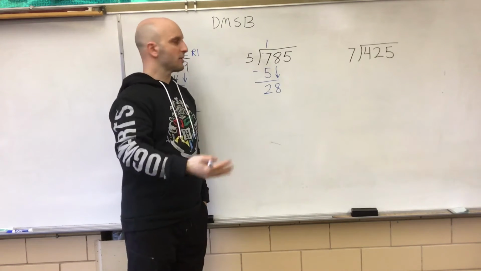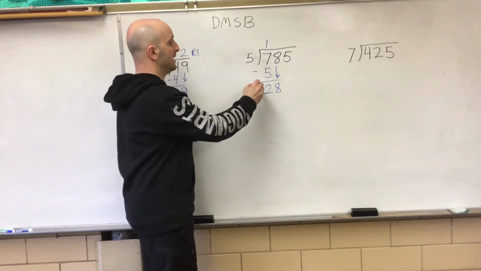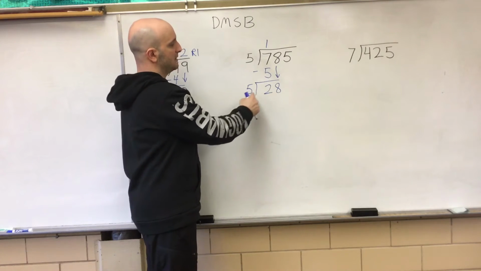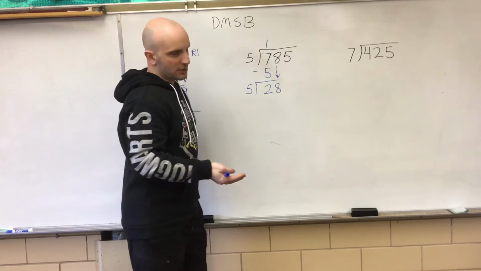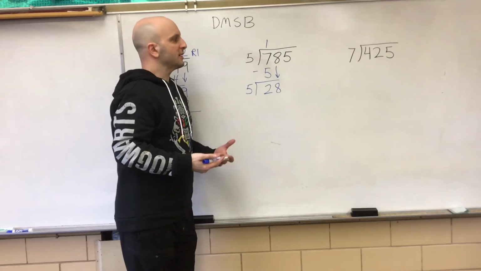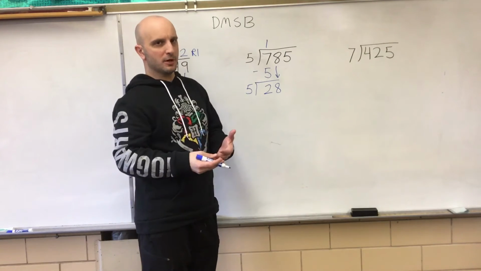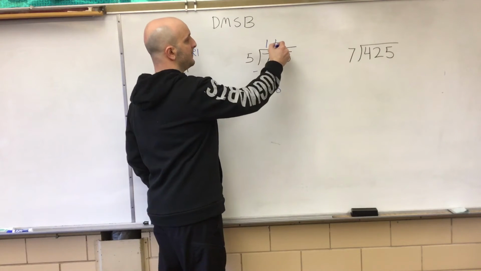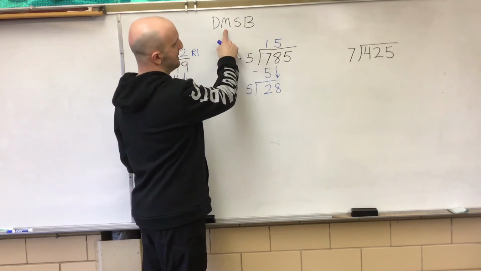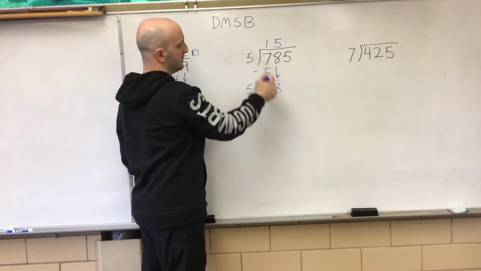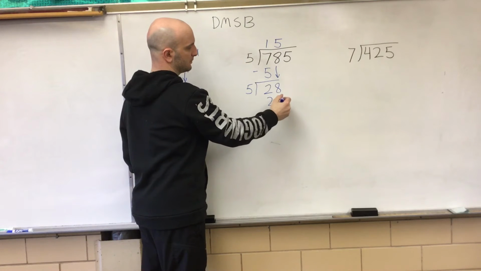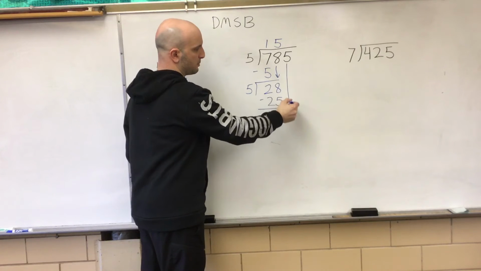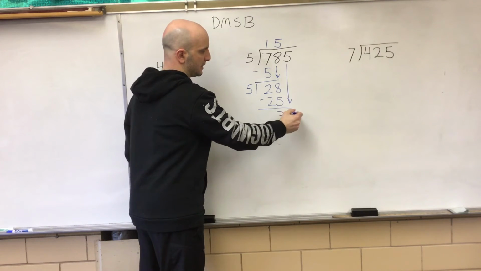Now, we have to start our DMSB process all over again. Now we're going to divide by 5. 28 divided by 5. How many 5s are there in 28? Or you can think of it as 5 times what number gets you close to 28 without going over. In this case, it's 5. Multiply that 5. 5 times 5 is 25. Subtract. We get 3, and we have to bring down this 5 all the way down here.